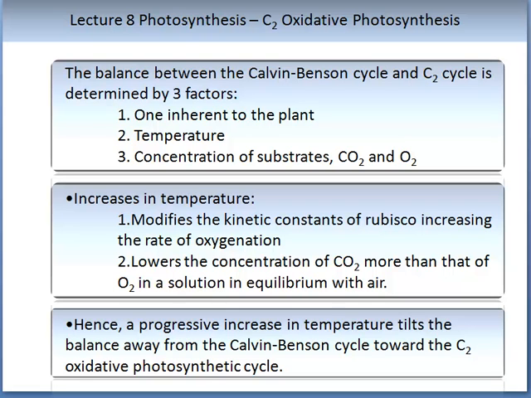If we look at increases in temperature, this modifies the kinetic constraints of rubisco, increasing the rate of oxygenation. Temperature also lowers the concentration of carbon dioxide more than that of oxygen in a solution in equilibrium with air. So you can begin to see that a progressive increase in temperature tilts the balance away from the Calvin-Benson cycle towards the C2 oxidative photosynthetic cycle.